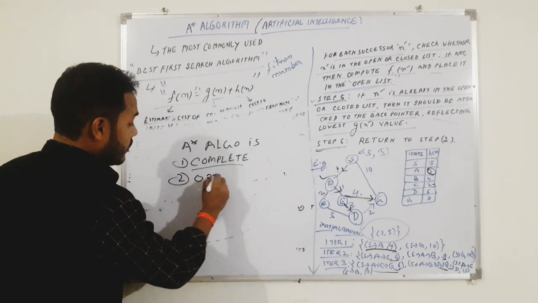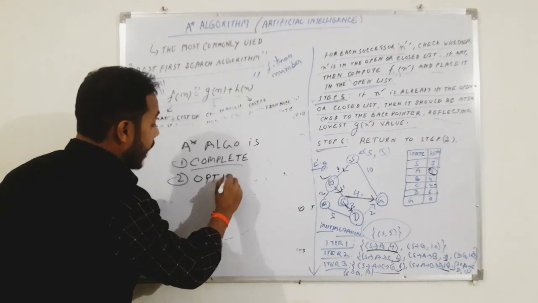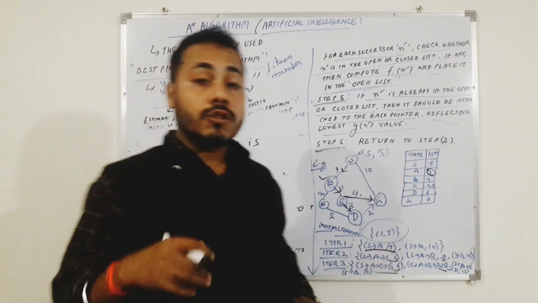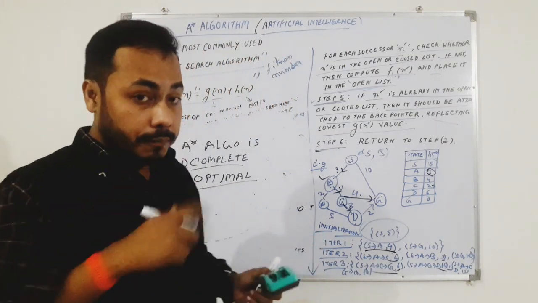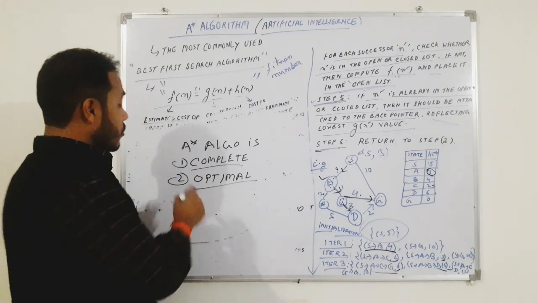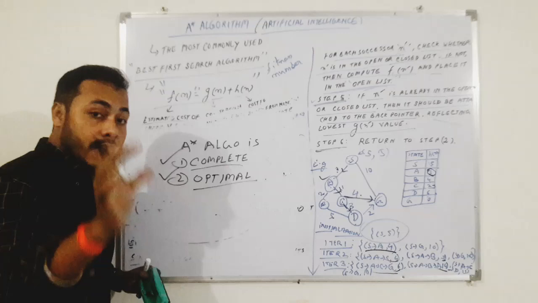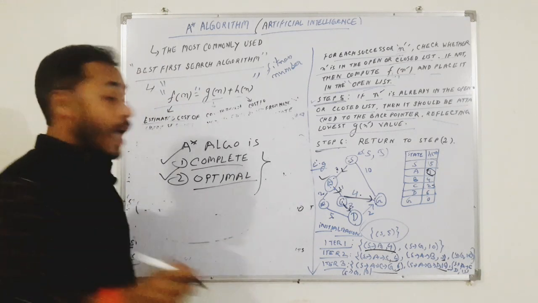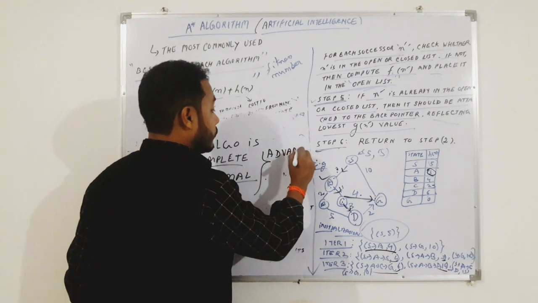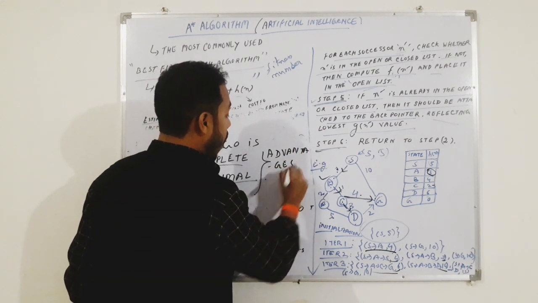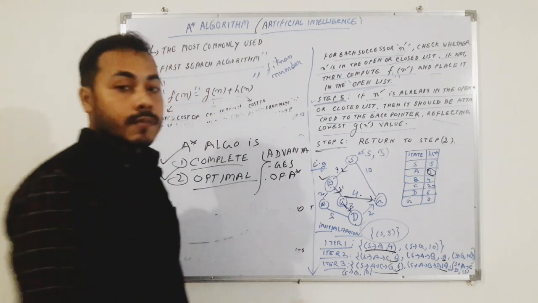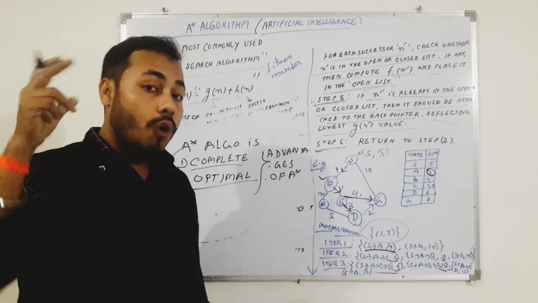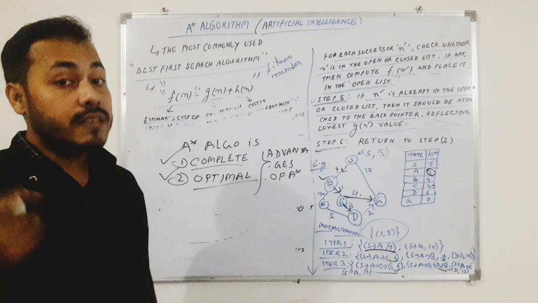Second, as it is complete and it is trying to find the best possible value by considering this function, it is optimal also, as the admissible conditions are given. So the A star algorithm is complete by nature and optimal by nature. So these can be taken as the advantages of the A star algorithm. And one more advantage is that if there is a goal, then it is obviously going to find it in the best possible way.